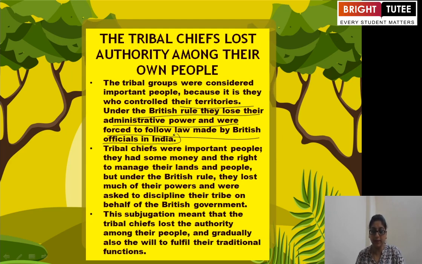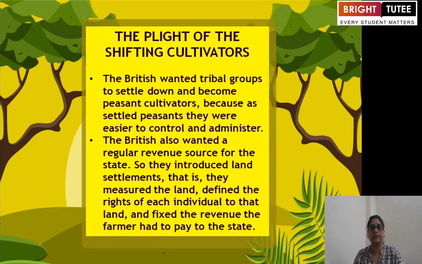Tribal chiefs were important people. They had some money and the right to manage their lands and people because they were the heads of the tribes. But under British rule, they lost much of their powers and were asked to discipline their tribe on behalf of the British government, which was a drawback for their powers. This meant that the tribal chiefs lost authority among their people and gradually also the will to fulfill their traditional functions. Now, the plight of the shifting cultivators.